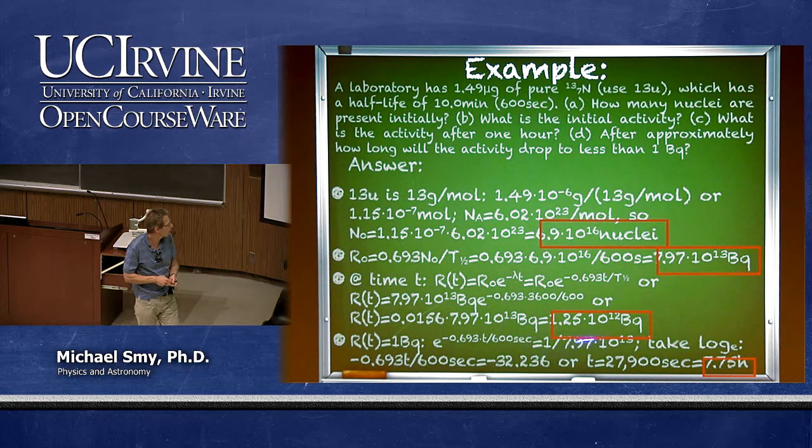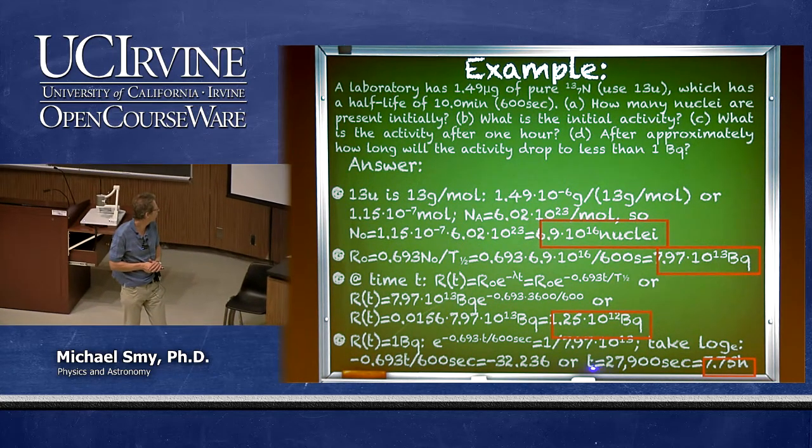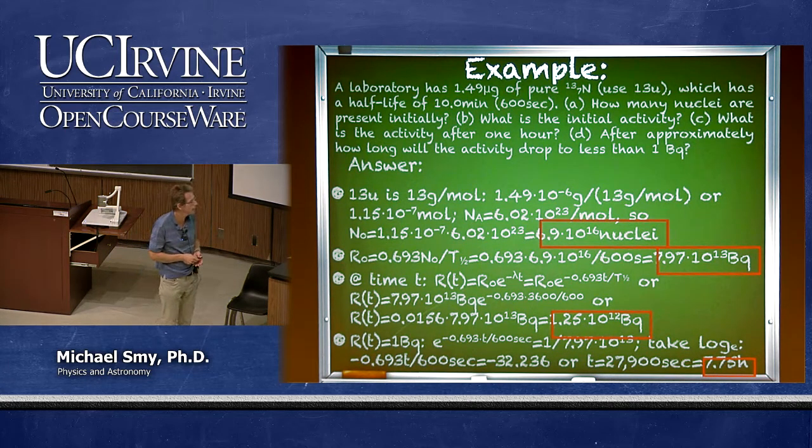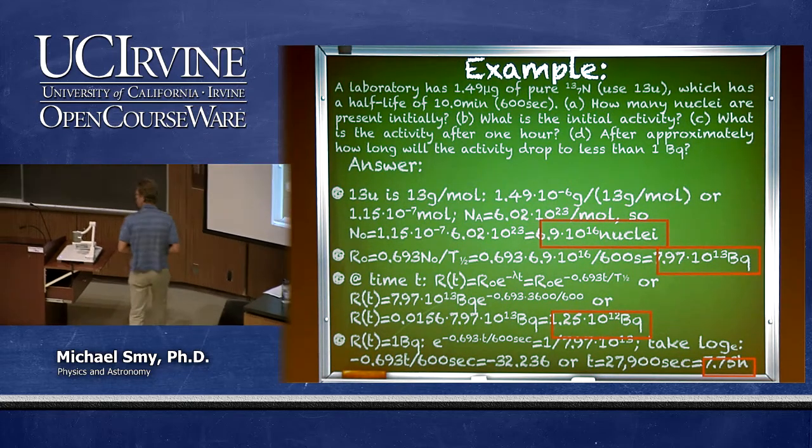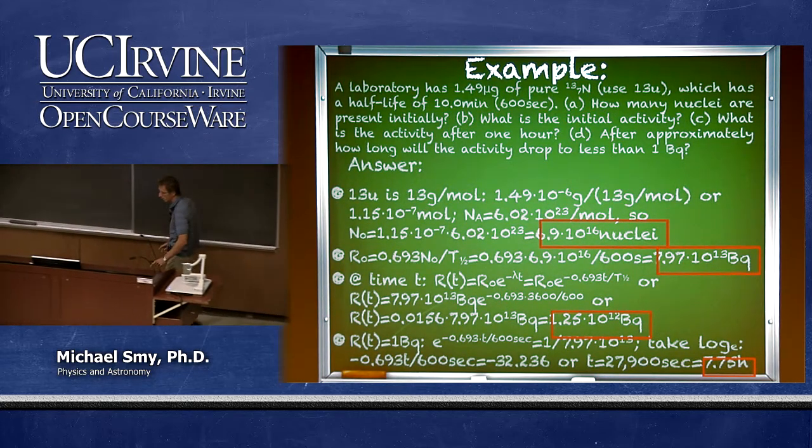And the logarithm of this is minus 32.236. And if I solve for the time, I get 27,900 seconds, or 7.75 hours. So that's how long it takes to reach an activity of 1 becquerel.